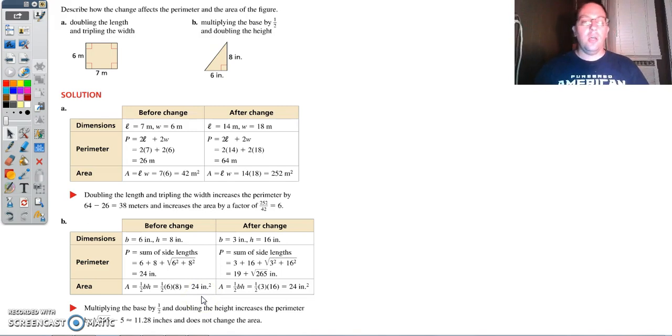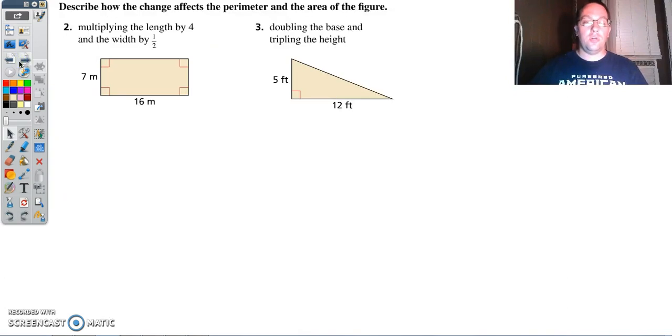So there it is. Whatever you change this by, you multiply your area by that. Multiply by 2, then multiply by 3. Multiply by 1/2, then multiply by 2. And that gives you your new area. So area is nice and easy. Perimeter, again, no shortcuts. Sorry.